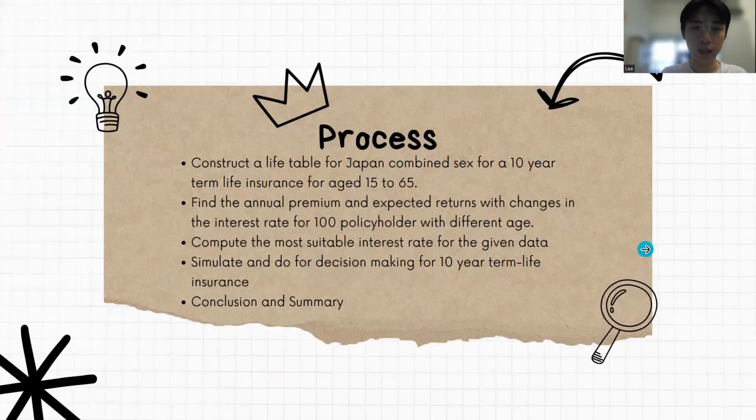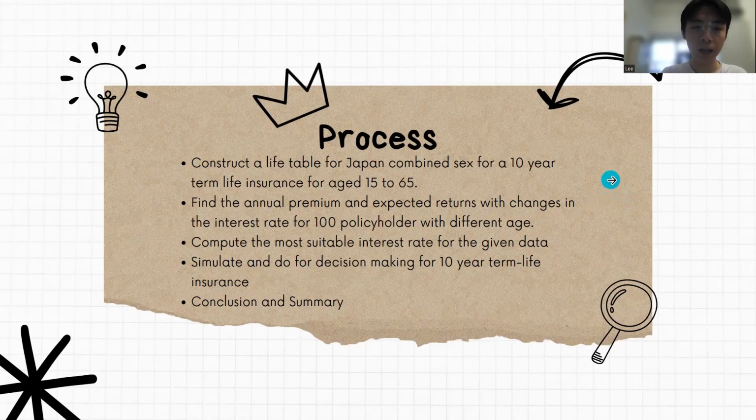So this is the process. The first, we construct a life table for Japan combined sex. We Google it and find an example, and we compute it into a 10-year term life insurance for age 15 to 65, which is the age range which purchases this 10-year term life insurance.